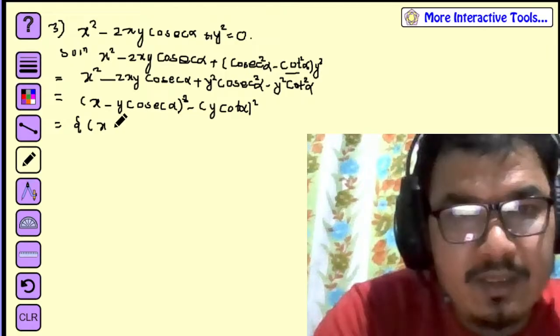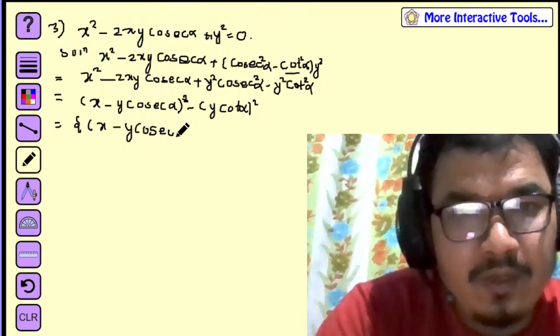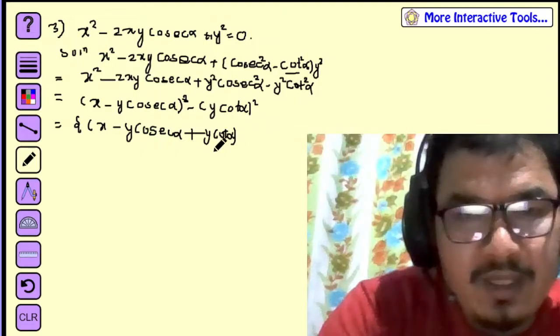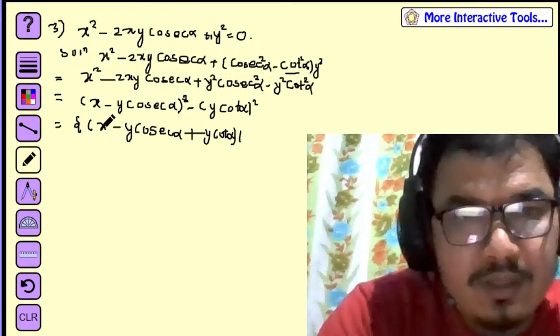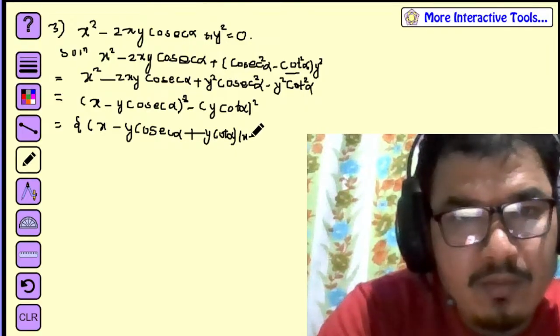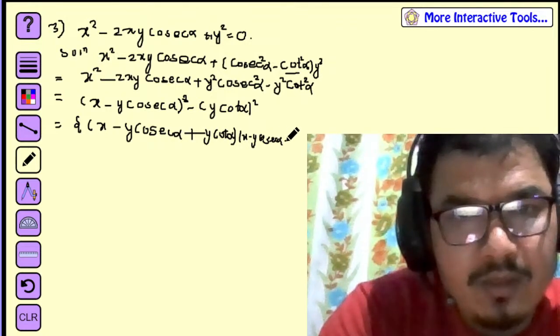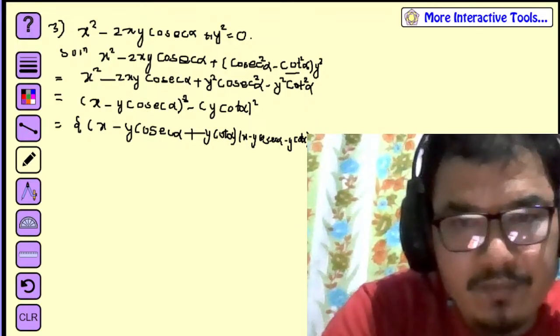What is A here? A means x, and B is y cosec alpha, the A plus B, together with y cot alpha. So the first factor is A plus B. Then we write the next, A minus B. A means x, minus y cosec alpha, and here will be minus y cot alpha, that is B. This is the second factor. Like this we found here.